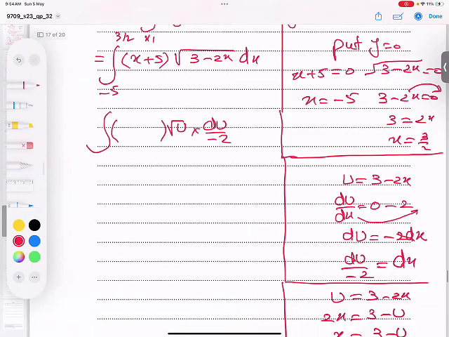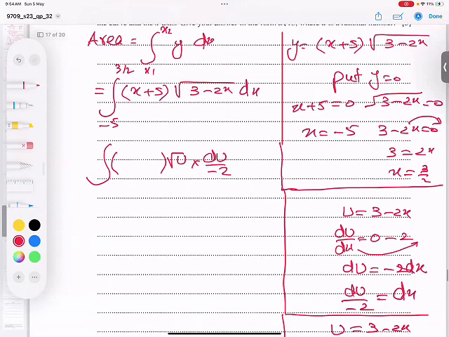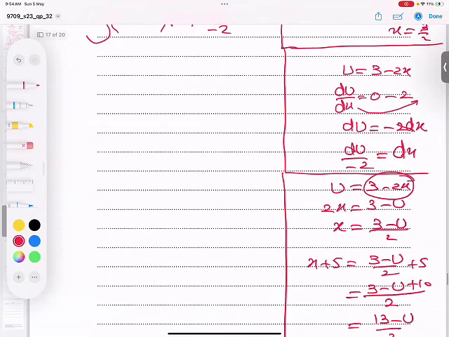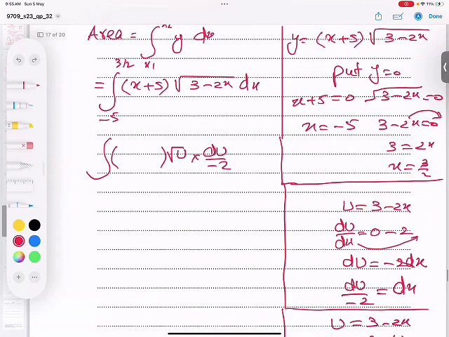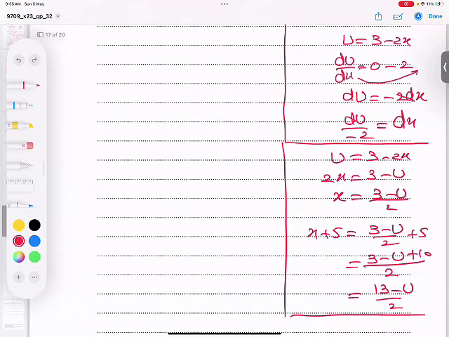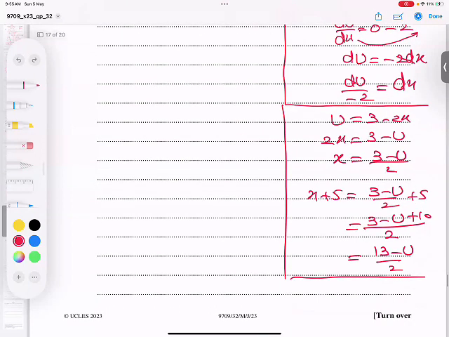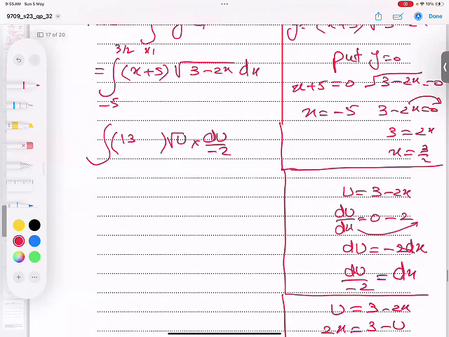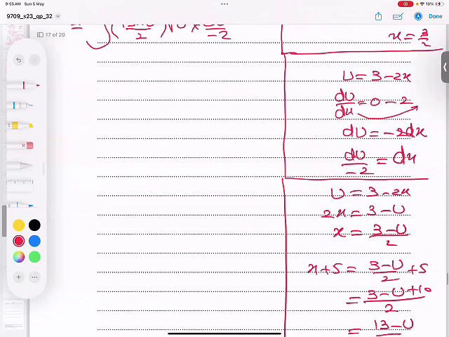Let me recheck once again. 3 minus 2x equals u. Okay, 2x goes there and u comes to this side. Dividing by 2, we get this one. But we are looking for x plus 5 to convert it. So x plus 5: the x value is coming here, plus 5 as it is. 2 fives are 10. I think it's now all correct. 13 minus u by 2. So I think, students, it is all okay.